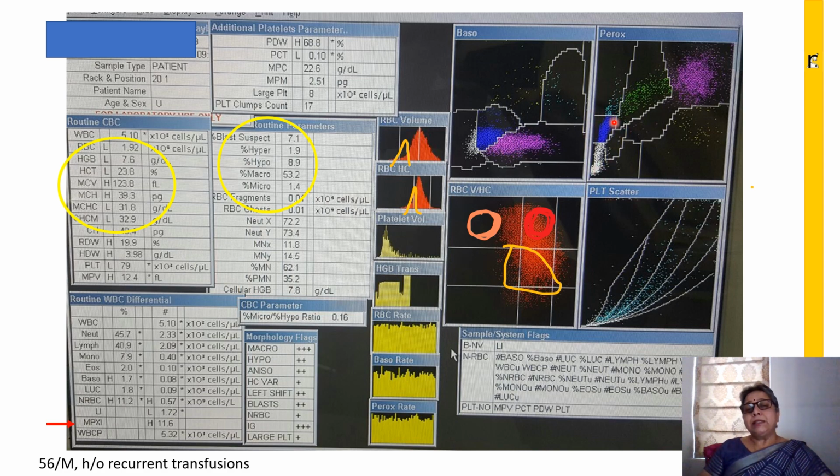You have blasts in the basoscatter, you have blasts in the peroxscatter, and you have a high MPXI, which means that there is some increased myeloid activity happening in this sample. Now, this is a case of a 56-year-old male with a history of recurrent transfusions. Yes, you must keep megaloblastic anemia at the back of your mind, but usually in megaloblastic anemia, the scatter does not go to the left.